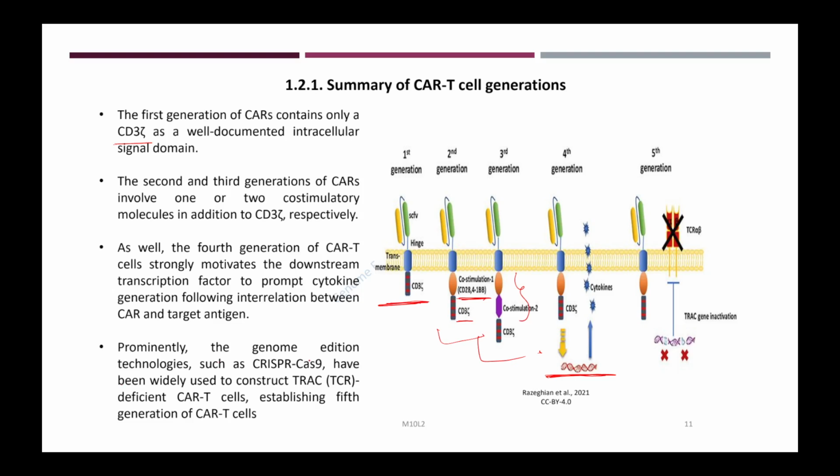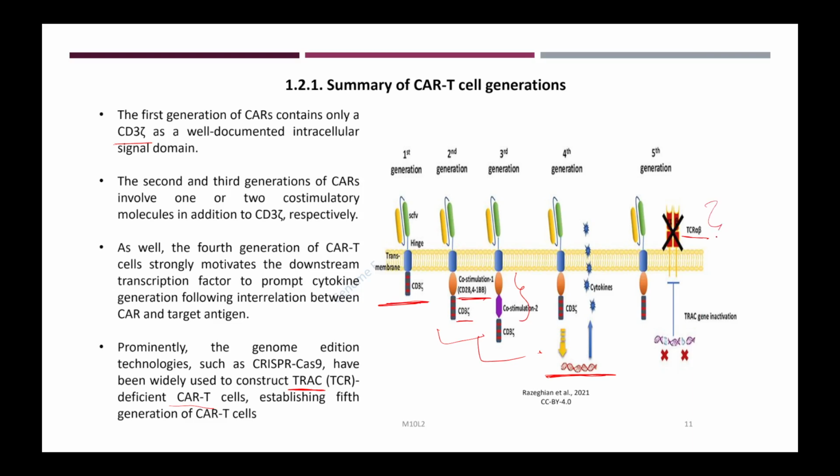Prominently, genome editing technologies such as CRISPR-Cas9 have been widely used to construct TCR-deficient CAR T cells, establishing a fifth generation of CAR T cells. The concept in the fifth generation is that these T cells also have MHC molecules, which are TCR alpha beta transmembrane proteins.